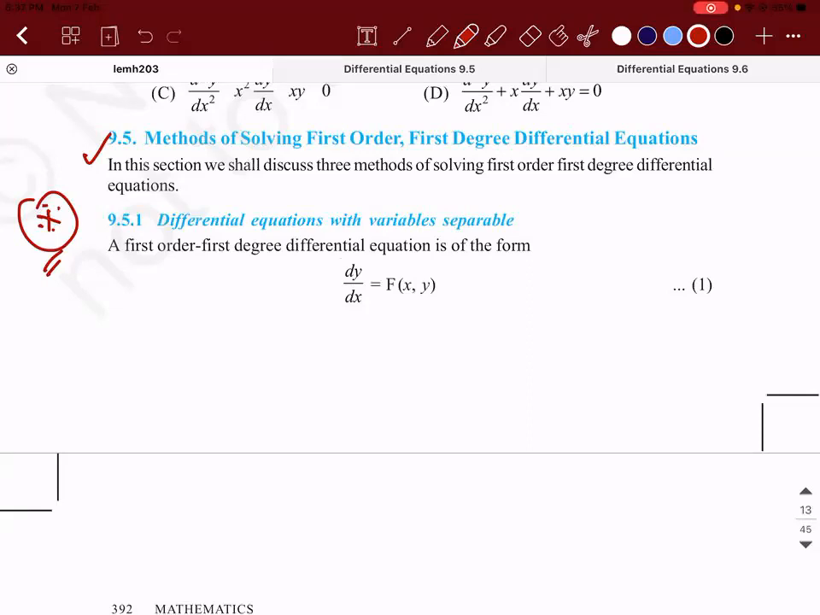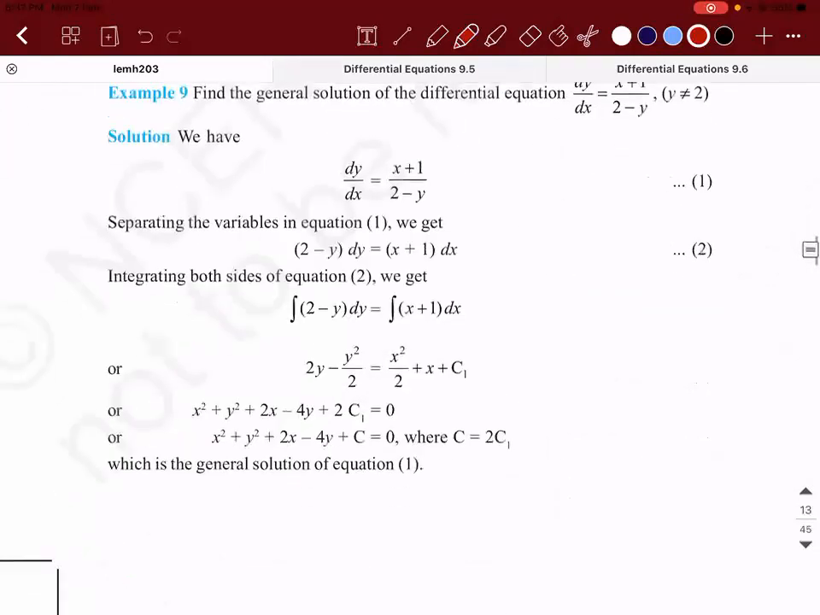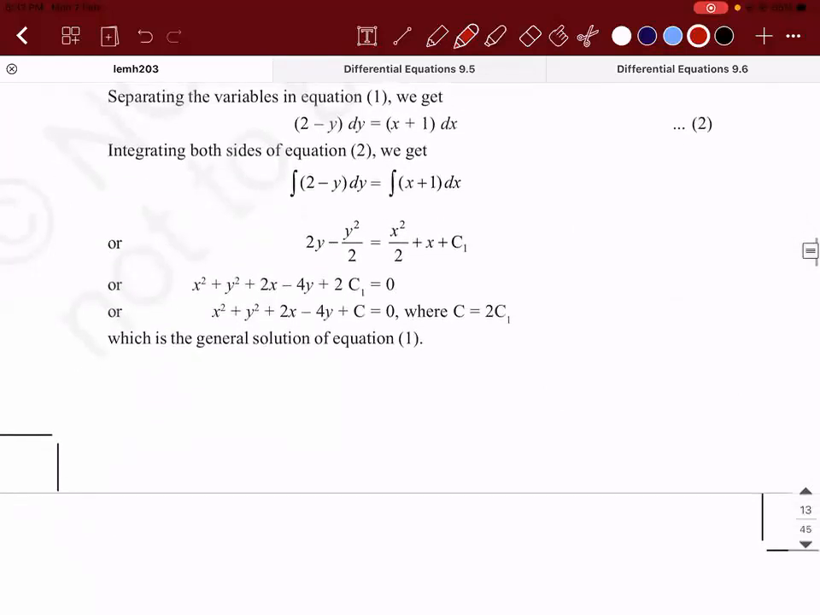Okay. So as the name suggests, the variables are separated and then you start solving it. Any doubt in this? Did you guys solve this? Yes, sir. Okay.